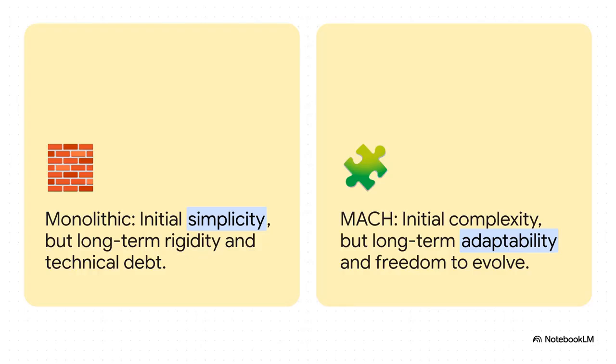So what it really all boils down to is this one core trade-off. Monolithic systems seem simpler at the beginning, but that simplicity almost always turns into painful rigidity and a mountain of technical problems down the road. MACH architecture, on the other hand, is definitely more complex to set up, but the payoff is incredible long-term flexibility and the freedom to evolve and adapt no matter what the future throws at you.